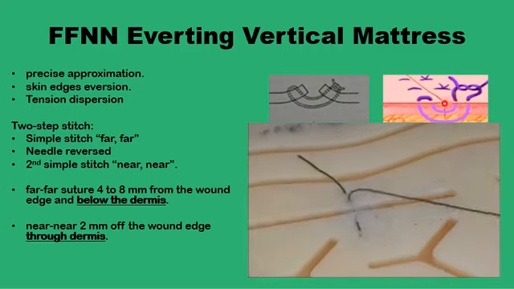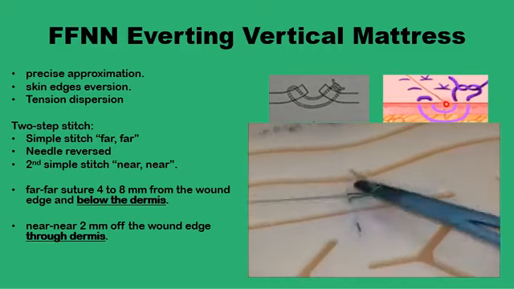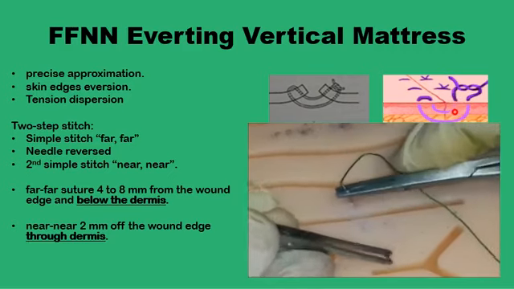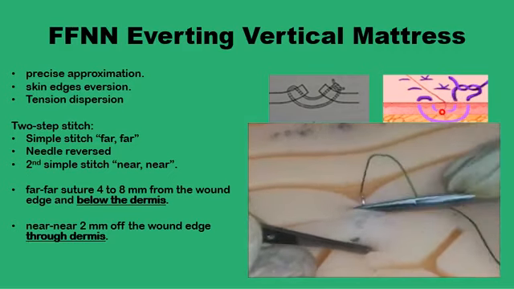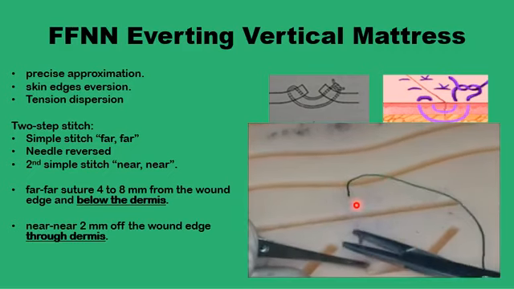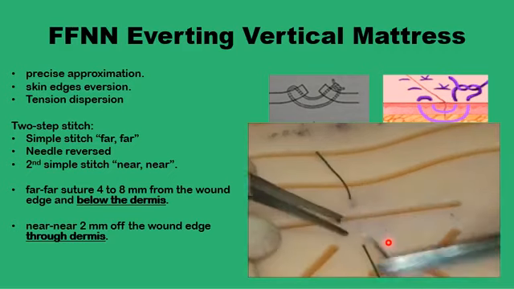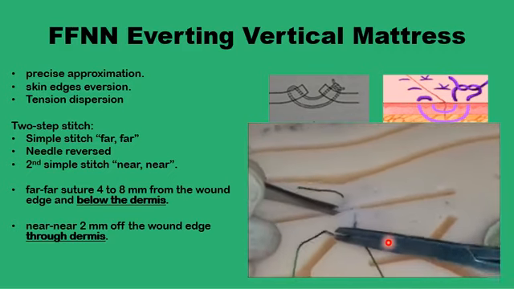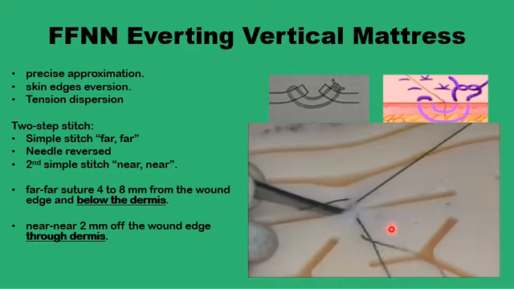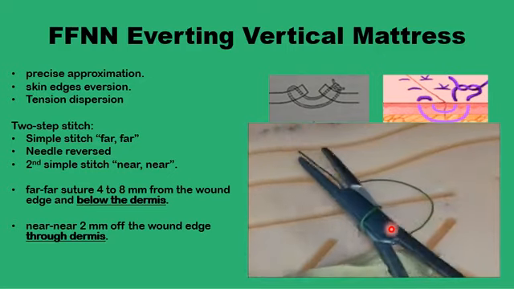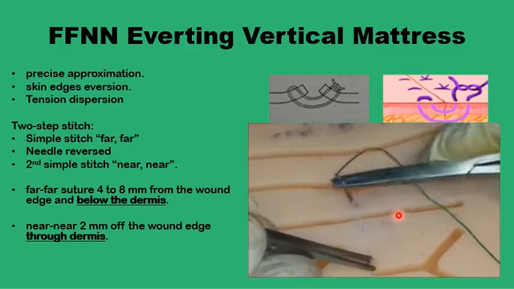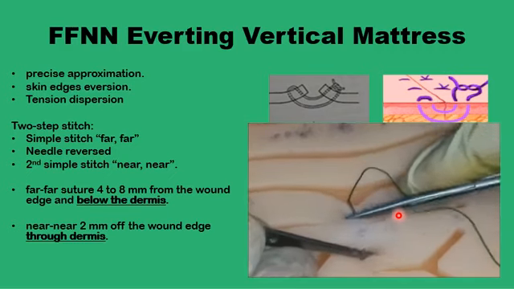The near would be 2 millimeters from the wound edge and would only go as far as 2 millimeters inside, only into the dermal layer rather than the subcutaneous tissue. So you start with the far point to the far point on the other side, 8 millimeters away from the edges, and then the near to the near into the dermis, and retrieve the needle and tie the knot, and this is going to cause eversion of the skin and disperse the tension better.